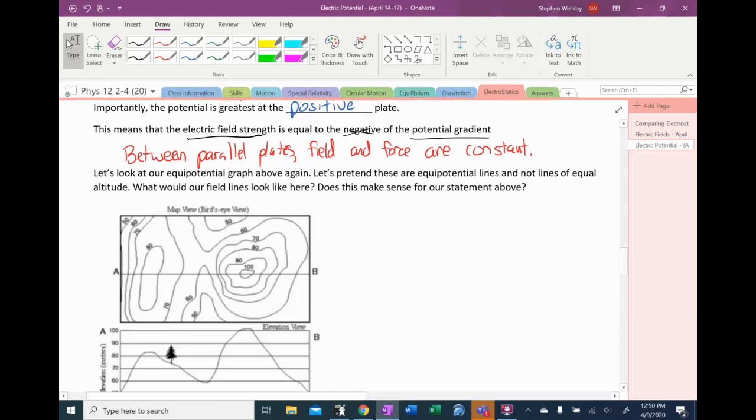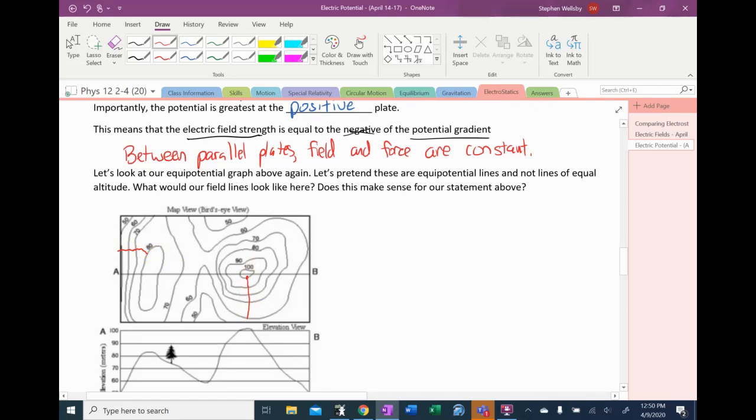So if I was going to choose a place on the map, like here, for example, it's going to go this way, this way, this way, maybe something like that. It's not a perfect illustration, but it is always going to be perpendicular to these lines. There's a couple other examples there.